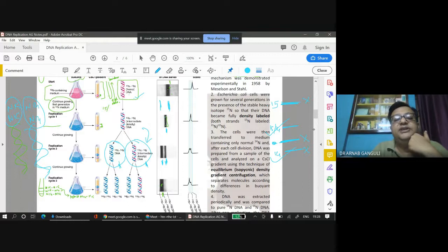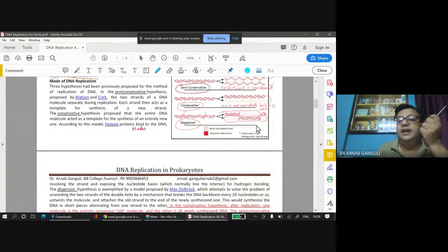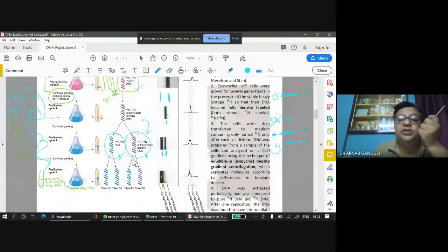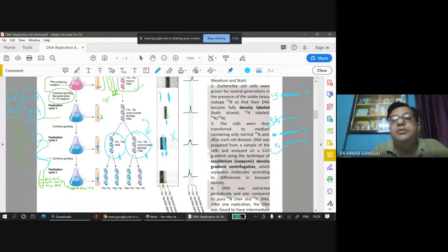But if it was dispersive, আস্তে আস্তে N15 এর মাত্রাটা কমতো, কিন্তু কিছুটা N15 থাকতোই একটা স্ট্র্যান্ডে। মানে ব্যান্ডটা তুমি এই দুটোর মাঝামাঝি পেতে, এই দুটো ব্যান্ডের মাঝামাঝি একটা ব্যান্ড পেতে, কিন্তু তুমি সেটা পাওনি। সো it concludes that replication is not dispersive but it is semi conservative.